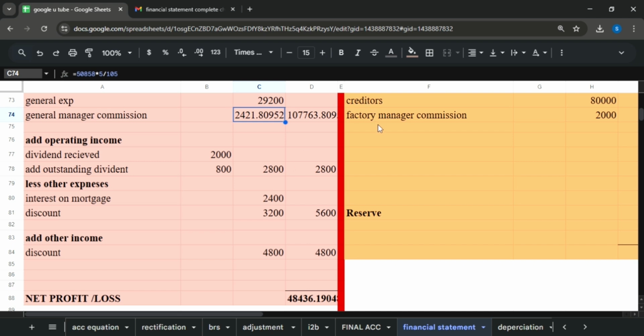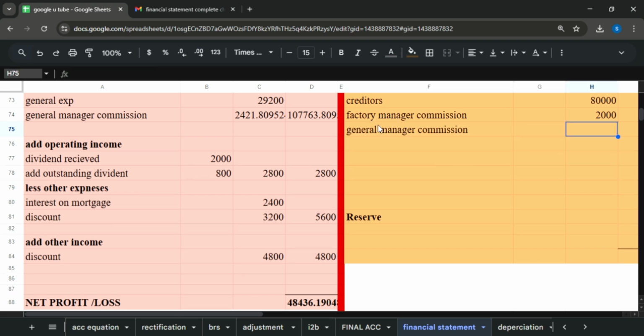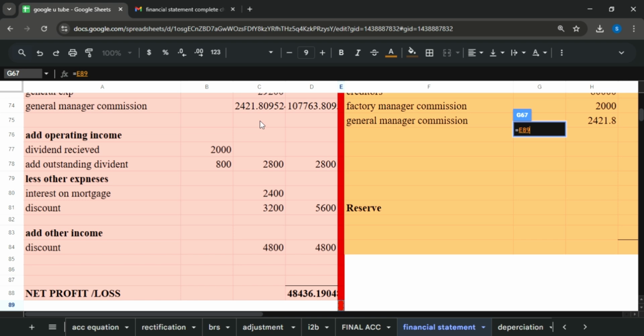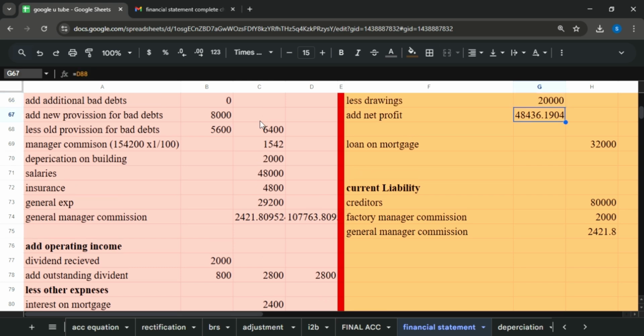Now we are okay. So here, second effect of general manager commission which we have just calculated, it may be called 2421.80. So this has been calculated. General manager commission. Next step is to add your net profit, and this net profit you have just calculated, that was 48436. This is also calculated, and you may write it 48436.2.